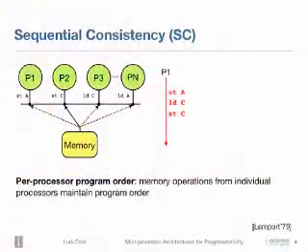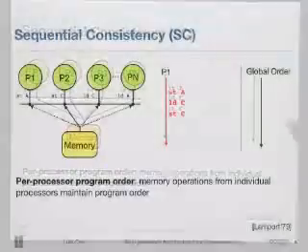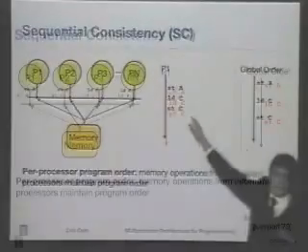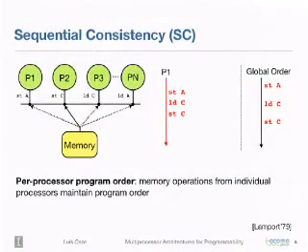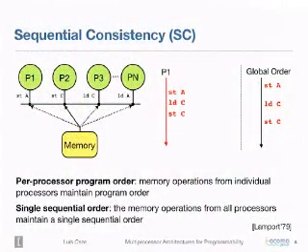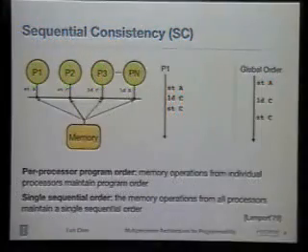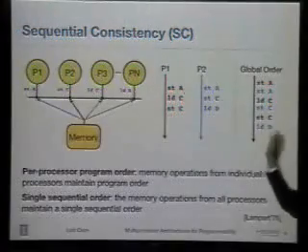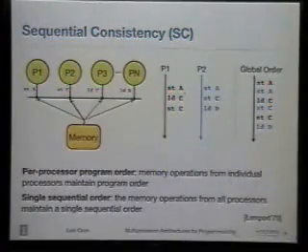So let me show you an example. If you have here processor 1 that issues 3 memory operations, in the global order, these memory operations from P1 have to appear in the same order as they appear in P1's program. Now, the second aspect is single sequential order, which says that the memory operations from all processors maintain a single sequential order. So, in this example, if I had a second processor that issues 3 memory operations, here P2, the resulting global order, the resulting interleaving, must be observed by all processors in the system. This is the single sequential order aspect of sequential consistency.